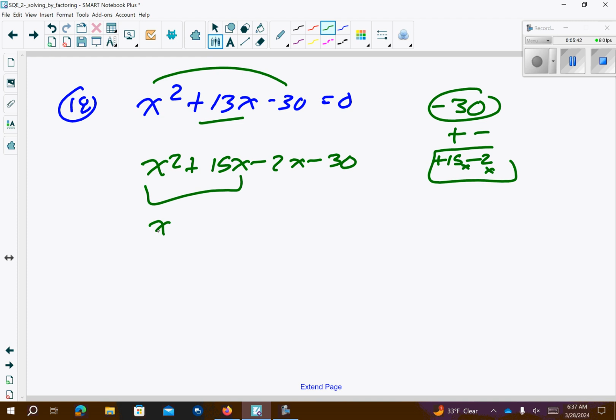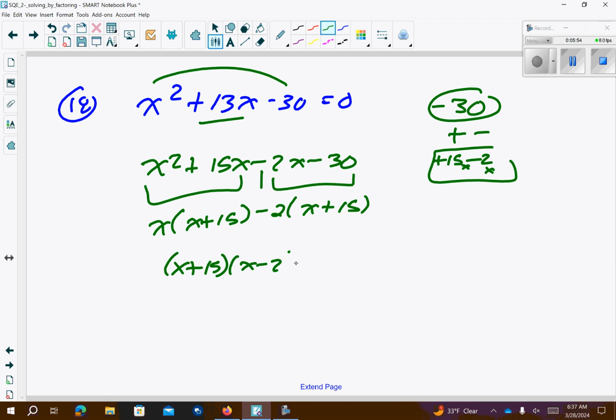Let's factor an x out of both of those. Bring down that negative sign. Factor 2 out of both of those. So my answer factored looks like this. And then I can just set both of those equal to 0 and solve both of those. So subtract 15 from both sides. Add 2 to both sides. And it's done.